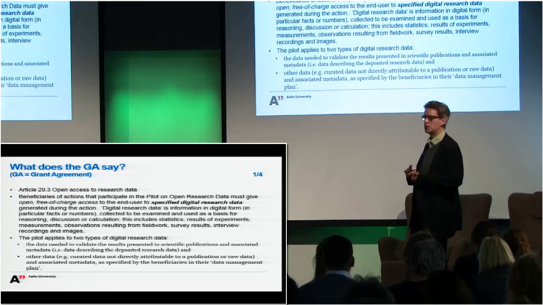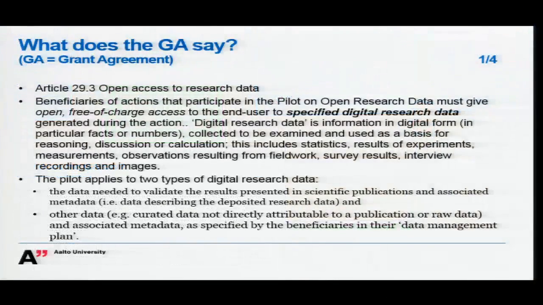The grant agreement is a 700-page document. Well, let's say that's the full one, because it has all the choices. Of course, the actual agreement that is signed is not that long, but it has, I think, 60 different articles, and 29 is on openness, open access to publications and to research data. It says digital research data is information that in digital form is collected and analyzed. It includes statistics, results of experiments, measurements, observations from field work, survey results, interview recordings and images.